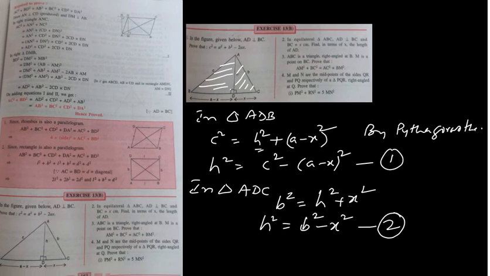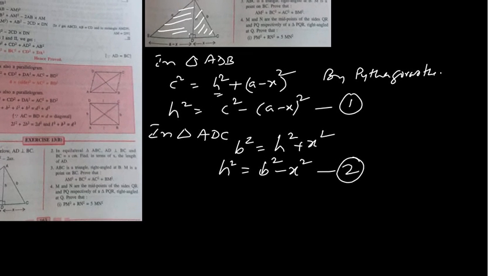So in triangle ADB, which is right angle at D, by Pythagoras theorem, you get this. And make h square as the subject. So h square equal to c square minus a minus x whole square. In triangle ADC, in a similar way, hypotenuse is b square equal to h square plus x square. Understood? Hello?